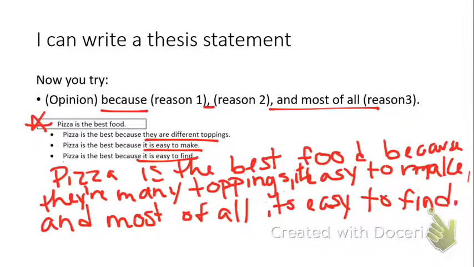Okay, now I'm going to read this and make sure it makes sense. Pizza is the best food because there are so many toppings, it's easy to make, and most of all, it's easy to find. Yeah, I could go to the grocery store and find pizza. I could go to the restaurant and find pizza. It's easy. Okay, so yours should look almost exactly like mine. You might have a couple words that look a little bit different. Hopefully your handwriting looks better than mine, but it should look pretty similar.